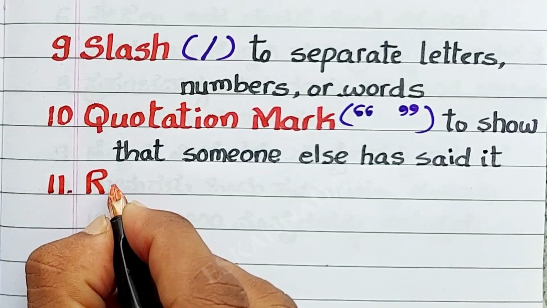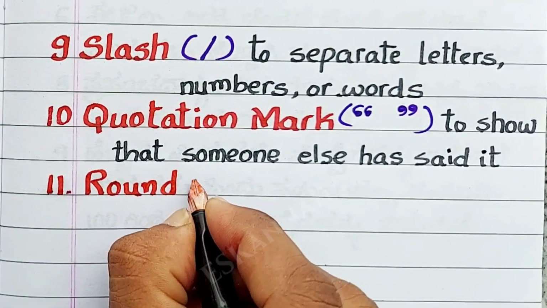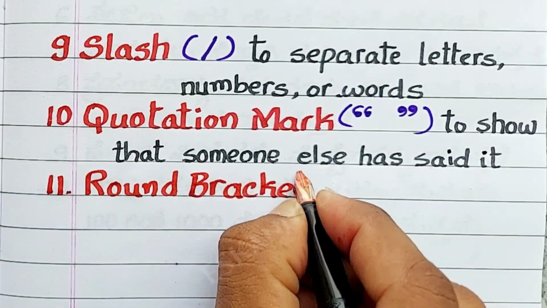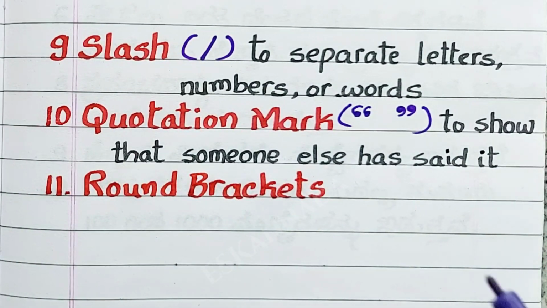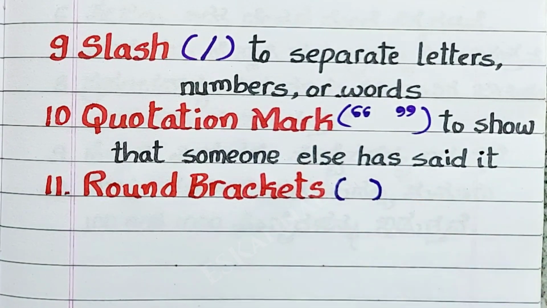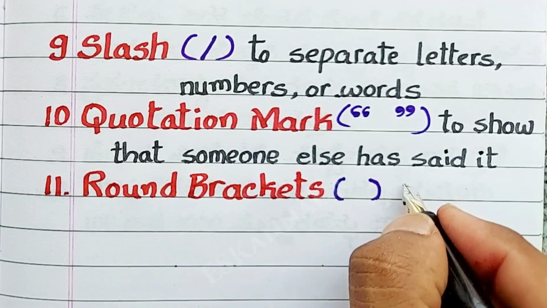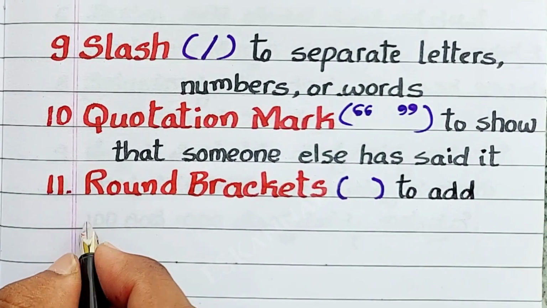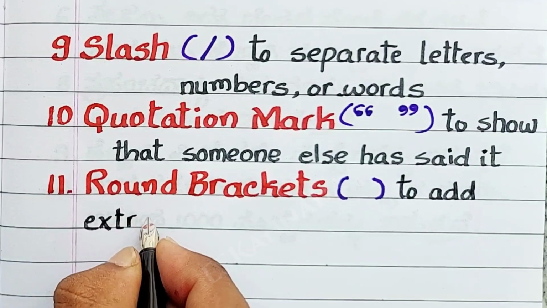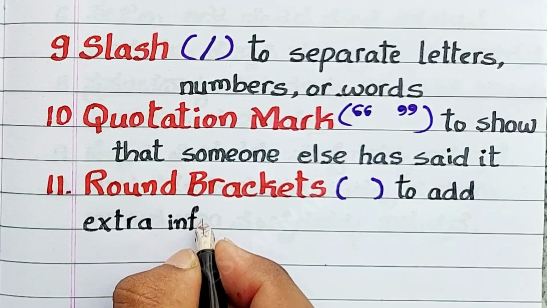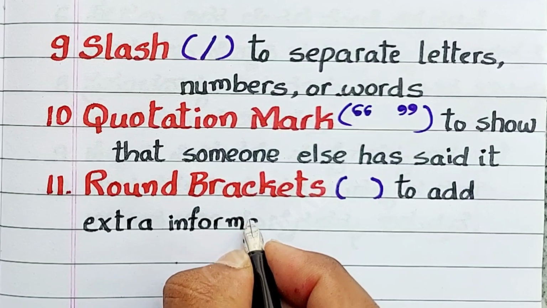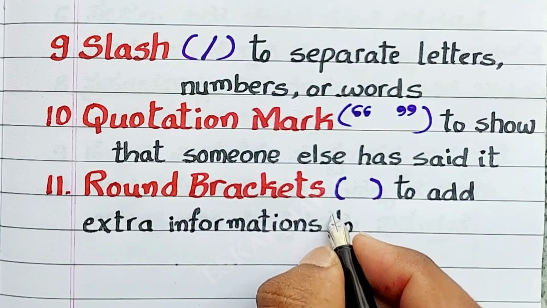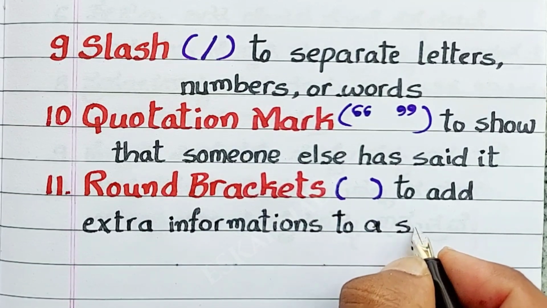Eleventh one, round brackets. The symbol looks like this, two brackets, round in shape. It is used to add extra information to a sentence.